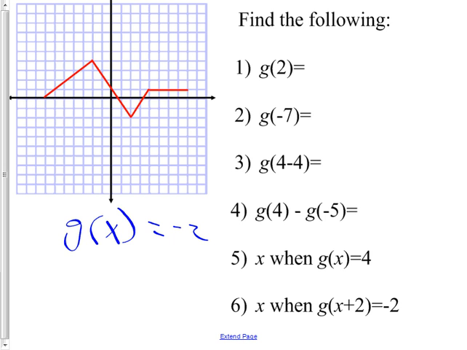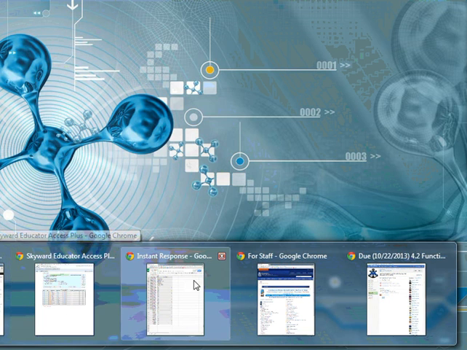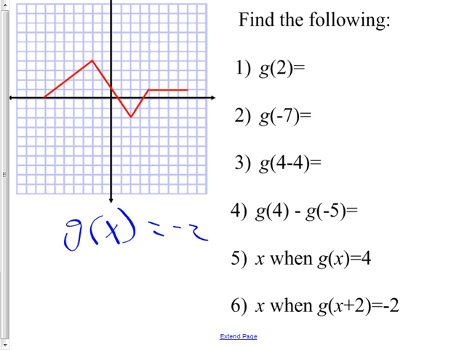This time I'd like you to submit your answer on the instant response app that we created. It's on your home screen. g of x is -2. Okay, I'm looking for those answers to be coming in. Okay, so far 10 of you have answered. Quite a few more to come.